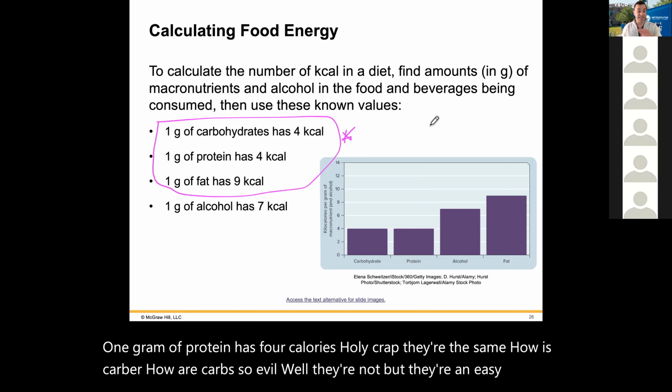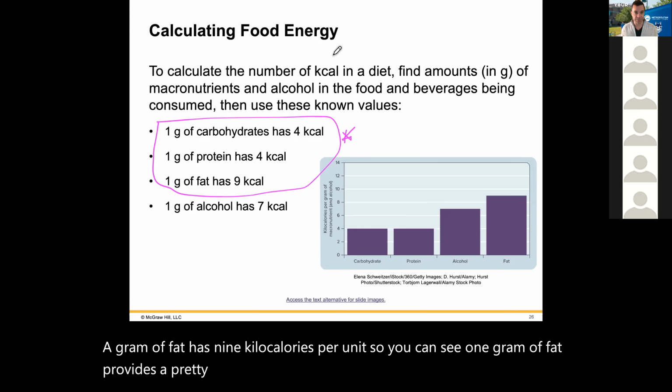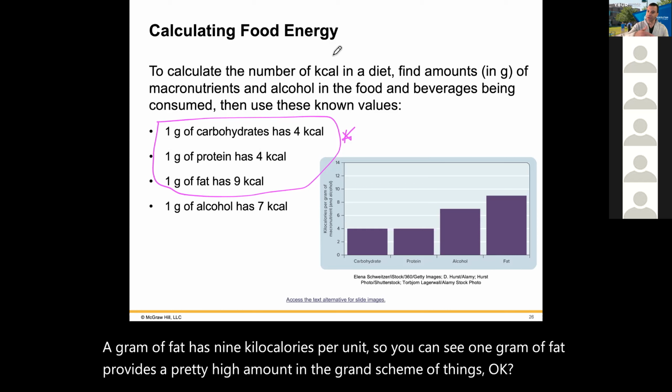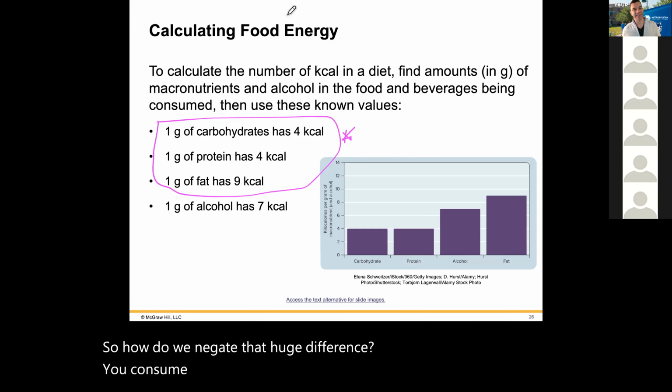A gram of fat has 9 kilocalories per unit. So you can see 1 gram of fat provides a pretty high amount in the grand scheme of things. Okay. So how do we negate that huge difference? You consume less. I know, that's the hard part, right?